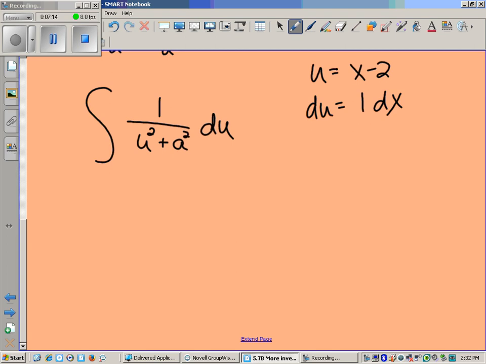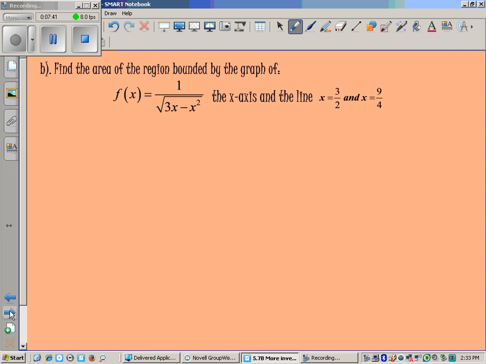And what is the integral of 1 over u squared plus a squared? Isn't that my arctangent? All right. Using your formula for arctangent, it's 1 over a, which in this case was rad 3, arctan of u over a, which is (x - 2) over rad 3, plus c. Good? Just a little algebra manipulation. Let's try another one.